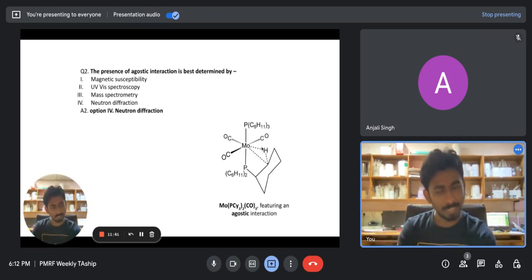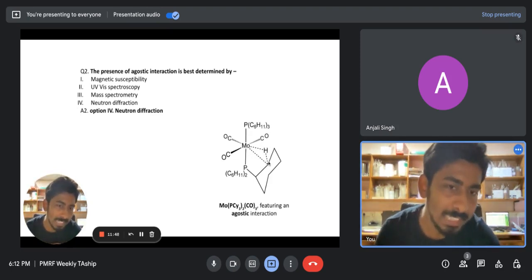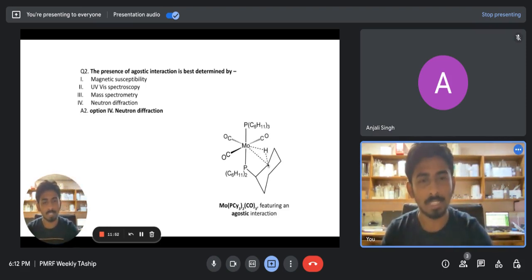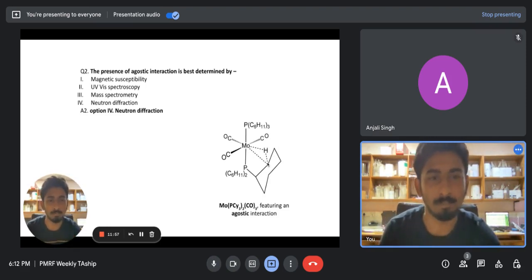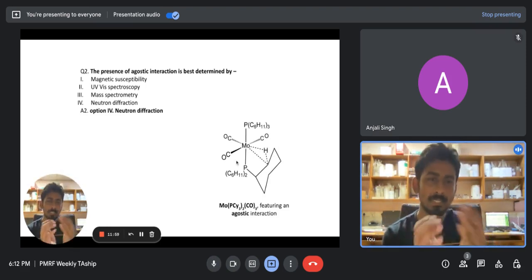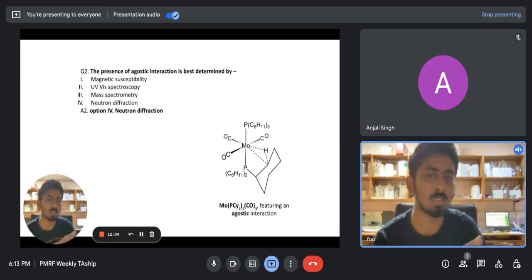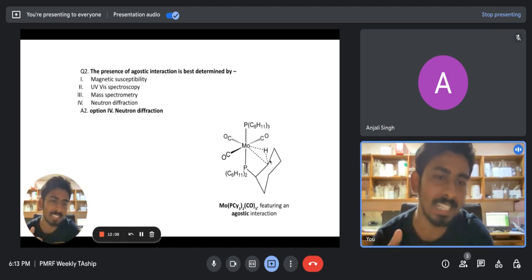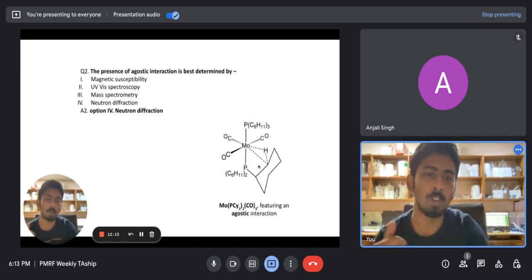That's why the acidity of this CH bond gets enhanced multiple fold, because this CH bond is now dragged towards the metal, so the CH bond becomes weaker. That's why the acidity of this CH bond becomes enhanced. In such cases, when we have to confirm whether it's an agostic interaction or not, neutron diffraction is one of the best techniques, where we can clearly see that this hydrogen is actually interacting with the molybdenum atom, the metal atom.